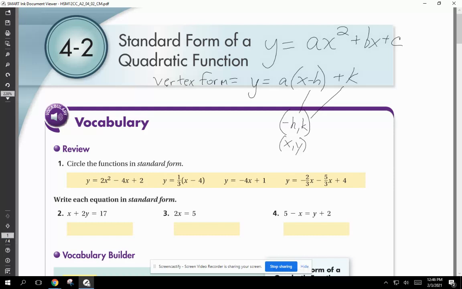And a policeman just drove by, pulling people over. So that's your vertex form. Don't take me, take David. Please don't take the girl.